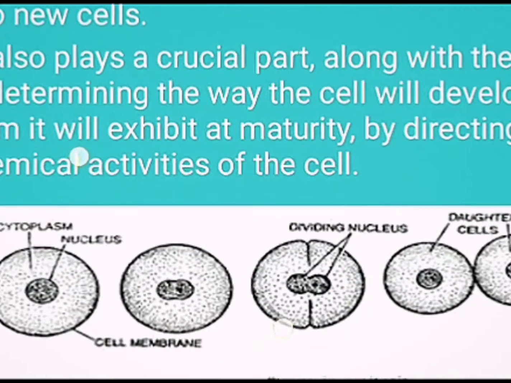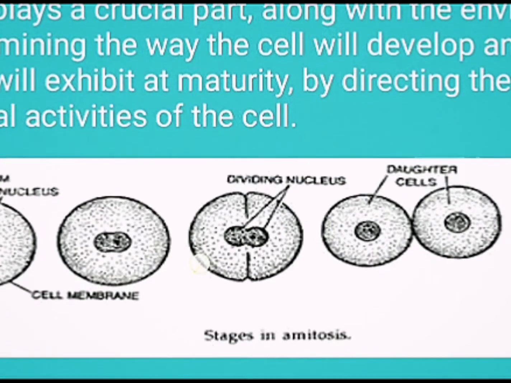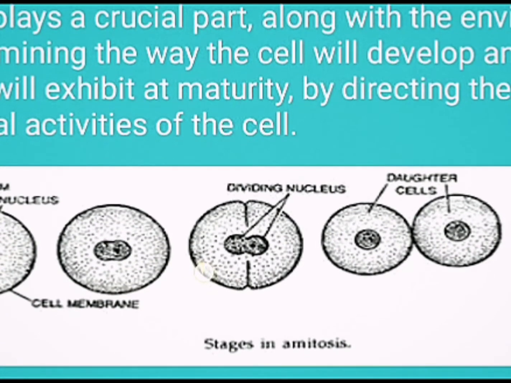So you can see in this figure, the cell divides with the help of the nucleus into two daughter cells. This process of dividing the nucleus into two parts of the cell is called cell division. Hence we can say the nucleus is also considered a reproductive organelle of the cell.